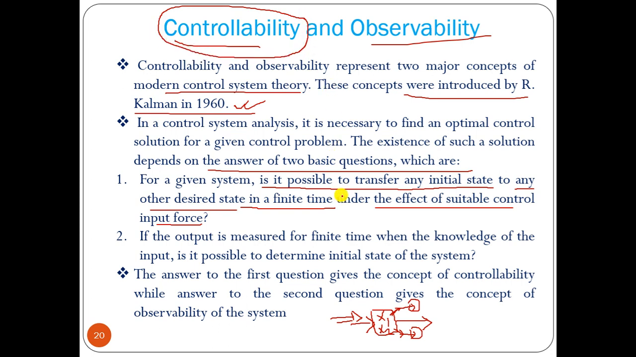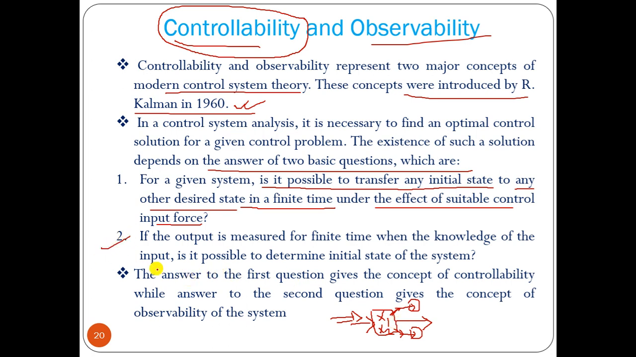Controllability is always with respect to input. If we apply input, can we control all the state variables? If we can control all the state variables by applying input, then it is possible to reach the desired state value. That is called controllability. So a control system must be fully controllable, then only can it be used in practical cases.